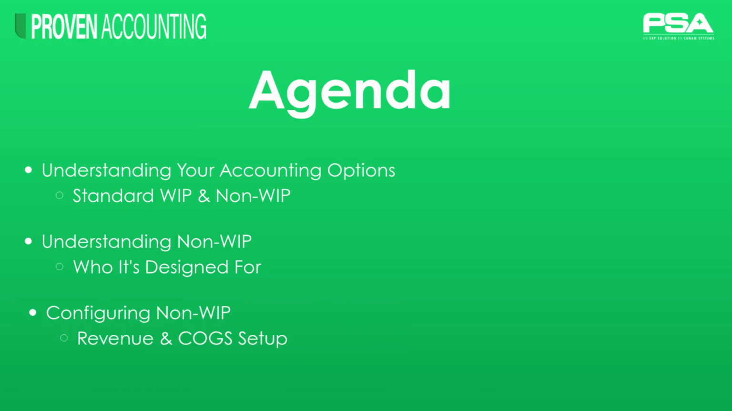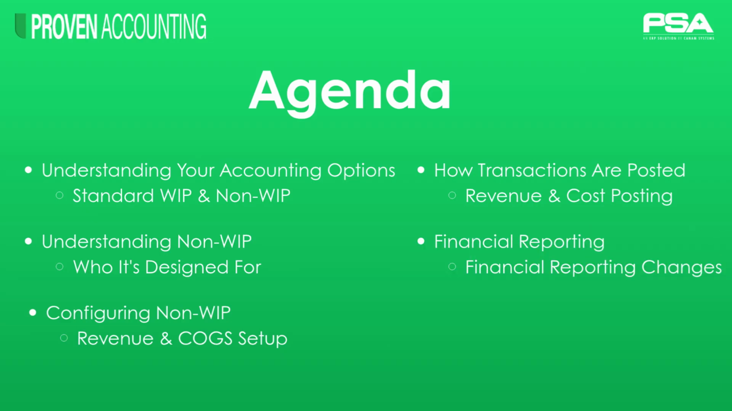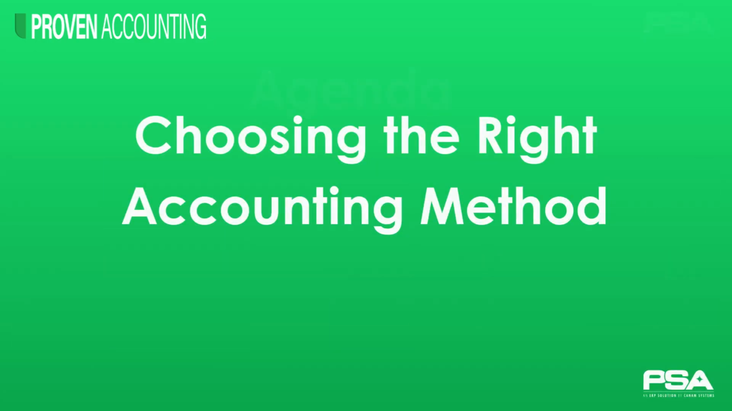Next, we'll review the basic configuration for non-WIP, including your revenue and cost of goods sold setup. We'll then walk through how transactions are posted, including how revenue and costs flow through the general ledger. After that, we'll look at the impact non-WIP has on your financial reporting and discuss what changes and what doesn't. And finally, we'll wrap up by answering some of the most frequently asked questions we receive about the non-WIP accounting method. So let's get started.